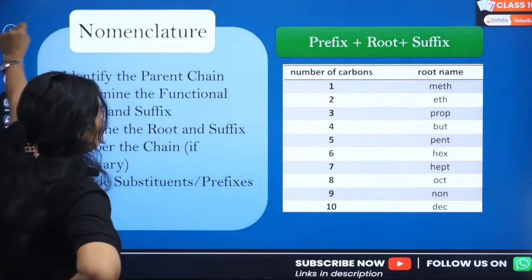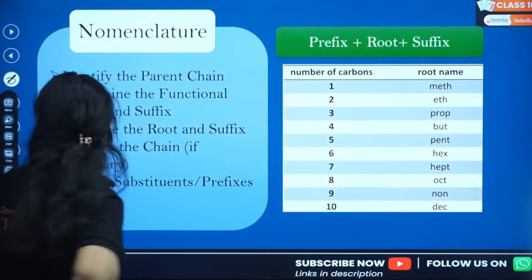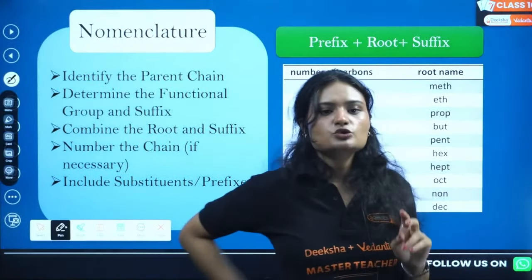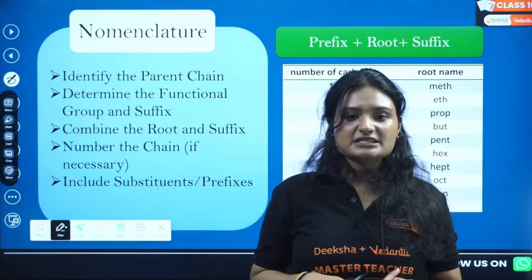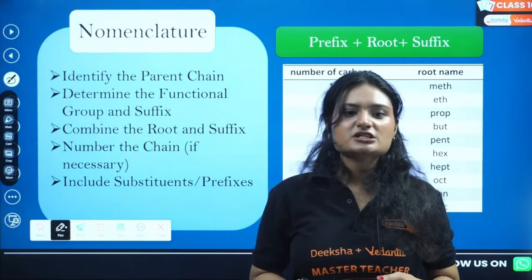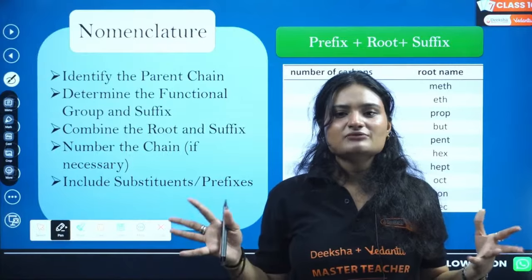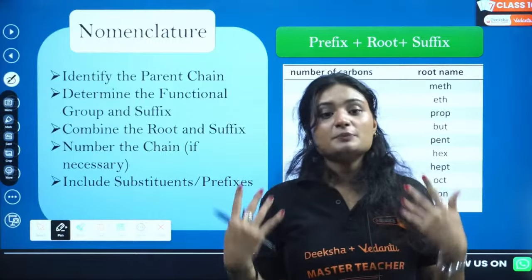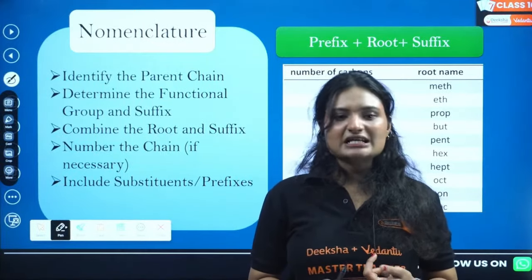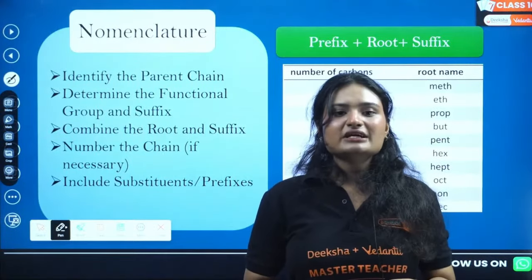Now let's try to name some. Let's write the IUPAC nomenclature. In chemistry, we talk about two types of nomenclature: IUPAC nomenclature and common names. Common names, or general names, or trivial names, are normally given from the way they are synthesized or the purpose they are used for. But the IUPAC name is the scientific name, given after following a set of rules.